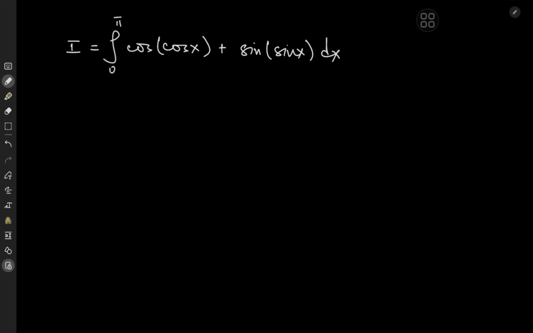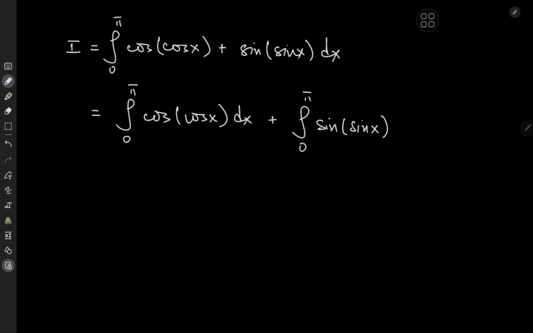Welcome to more calculus, and today we have a very interesting trigonometric integral. We have the integral from 0 to pi of cosine of cosine x plus sine of sine x, which is indeed pretty interesting. And in fact, by invoking the linearity of the integration operator, you get two integrals: one is the integral from 0 to pi of cosine of cosine x dx, plus the integral from 0 to pi of sine of sine x dx.